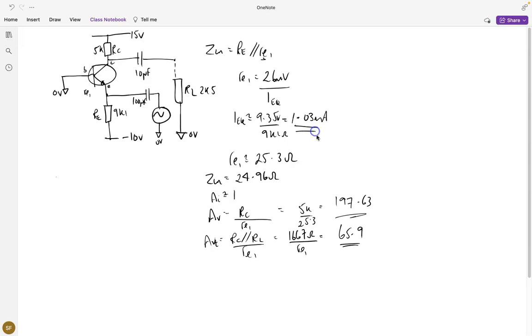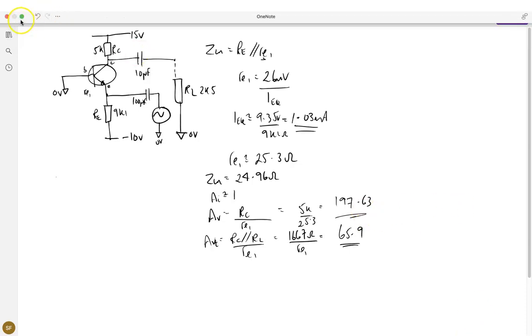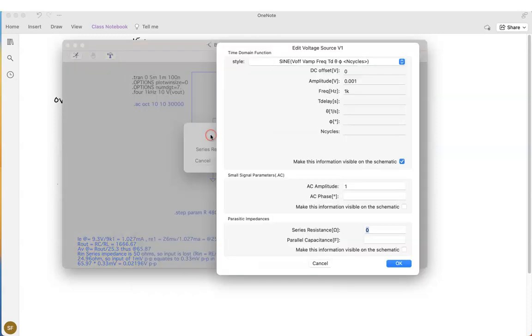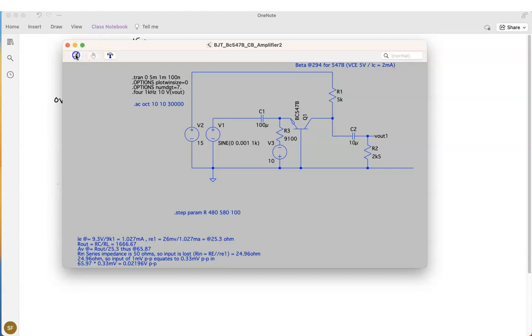Let's have a check. So this 1.03, we're saying that's the quiescent current. We're looking at voltage gain, so 65.9. Okay, so let's have a little look-see at that on LTSpice. So we've got -10 here, so that's the bias. 5k, 2k5, got our voltage source. Just going to check this. It's got no series impedance, and it's going to have a peak voltage of 1 millivolt. So let's just run this.